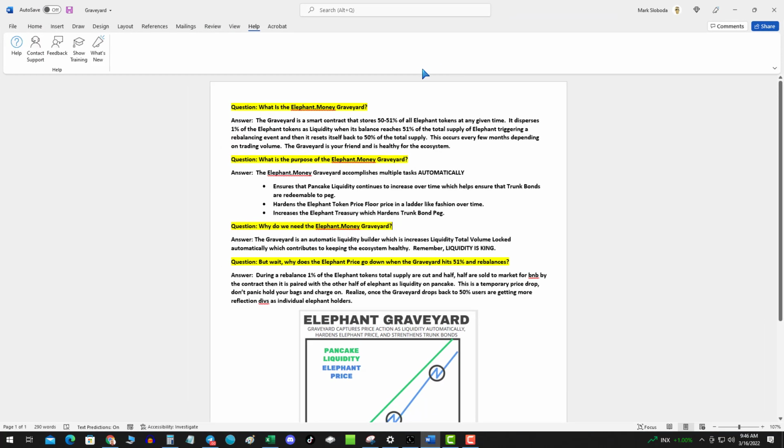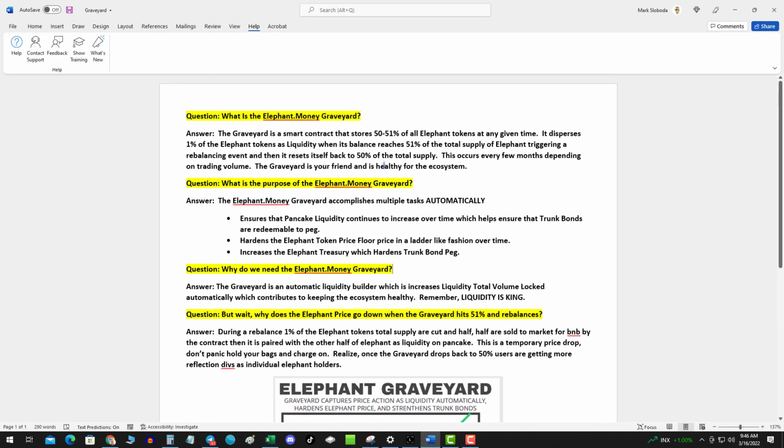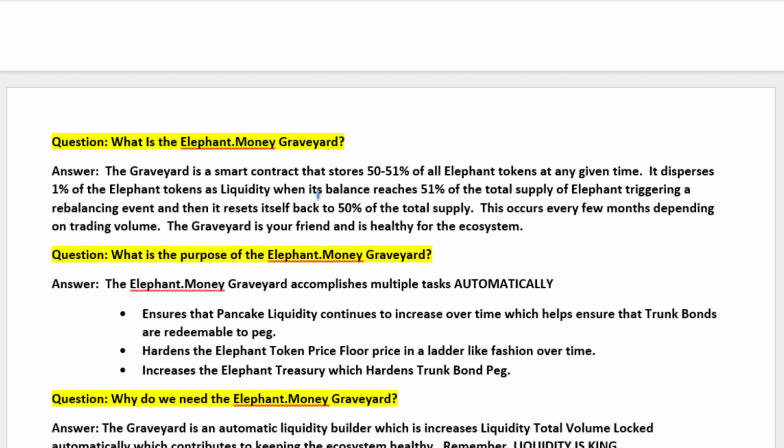So let's go over here. I prepared a quick document. So what is the Elephant.Money Graveyard? Answer: the graveyard is a smart contract that stores 50 to 51% of all the Elephant tokens at any given time. It disperses 1% of the Elephant tokens as liquidity when its balance reaches 51% of the total supply of Elephant, triggering a rebalancing event, and then it resets itself back to 50% of the total supply. This occurs every few months depending on trading volume. The graveyard is your friend and is healthy for the ecosystem.